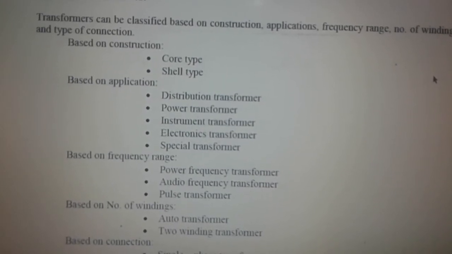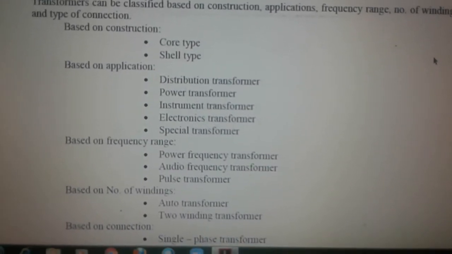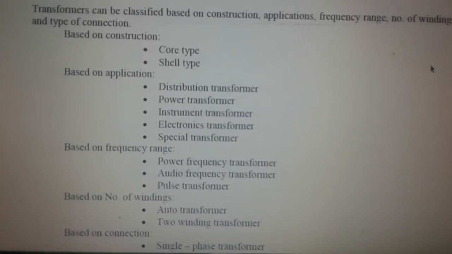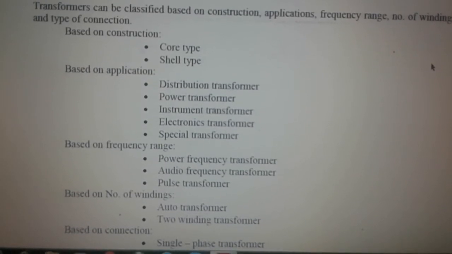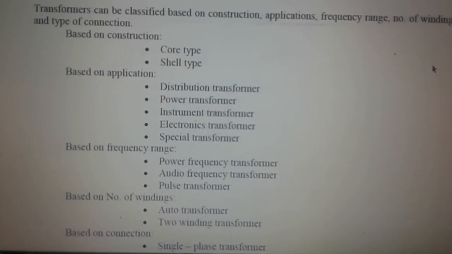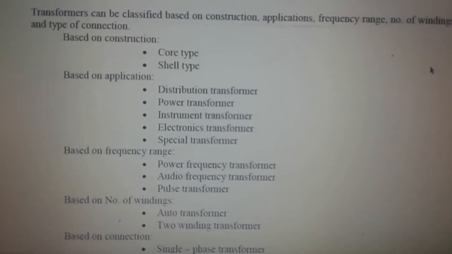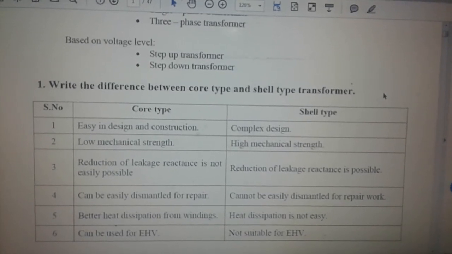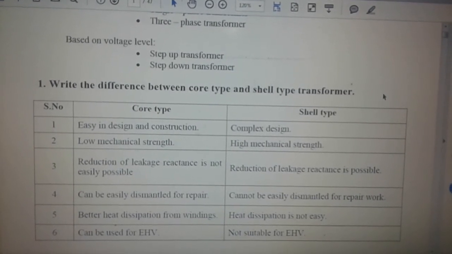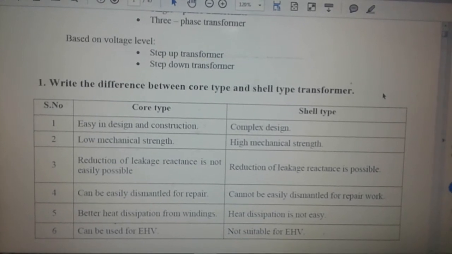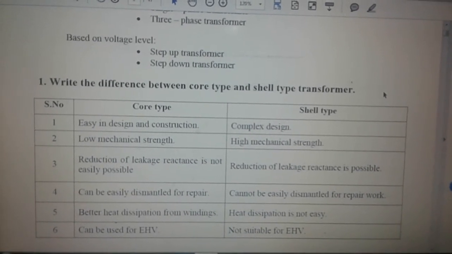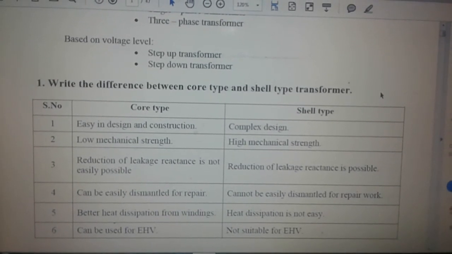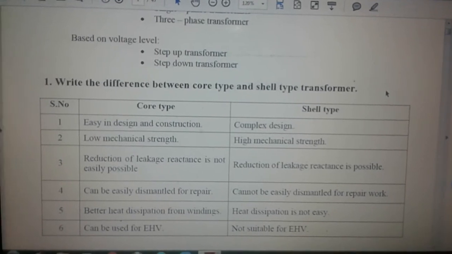Based on the operating range of frequency, it is classified into power frequency transformer, audio frequency transformer, and pulse transformer. Based on the number of windings used, it is classified into auto transformer and two winding transformer. Based on the connection, it is classified into single phase transformer and three phase transformer. Based on the voltage level, it is classified into step up transformer and step down transformer.